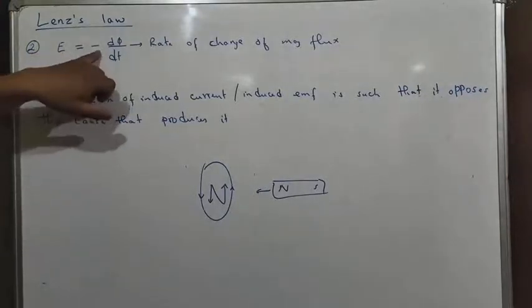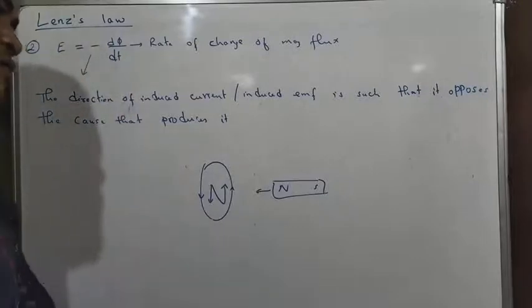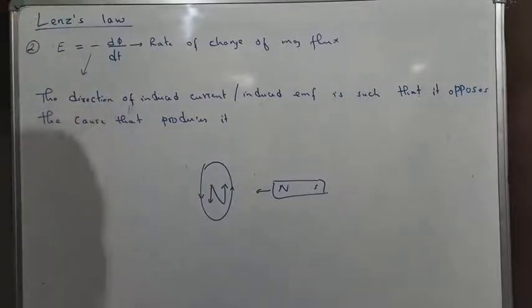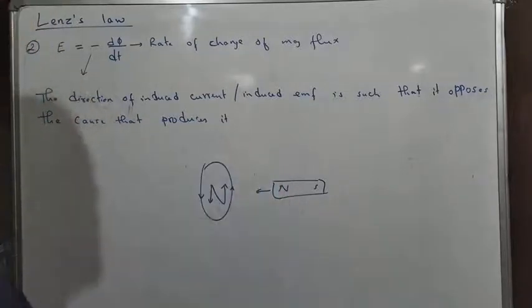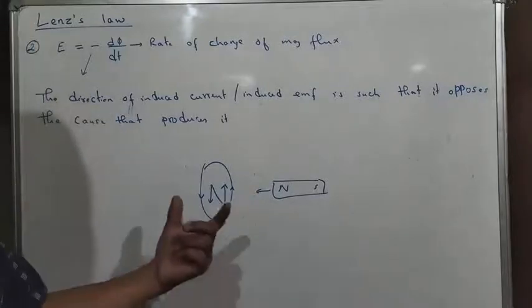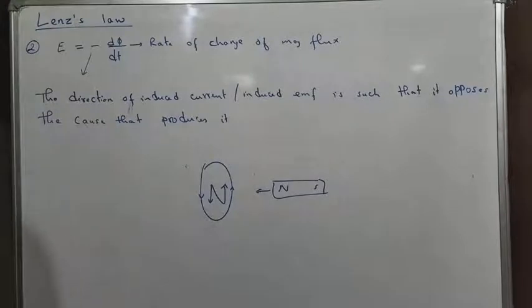So this negative sign about the EMF in this case means that the EMF will be in such a direction so as to oppose the cause that produces it. When I say the cause, it means the source which produces either the current or the induced EMF. I hope this Lenz's law is clear now.